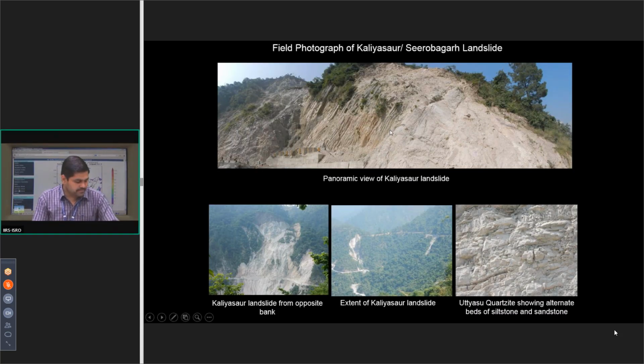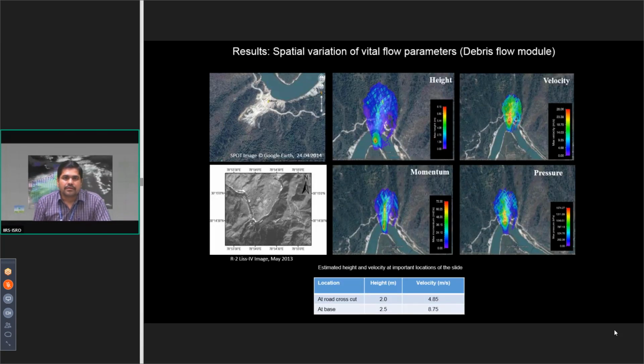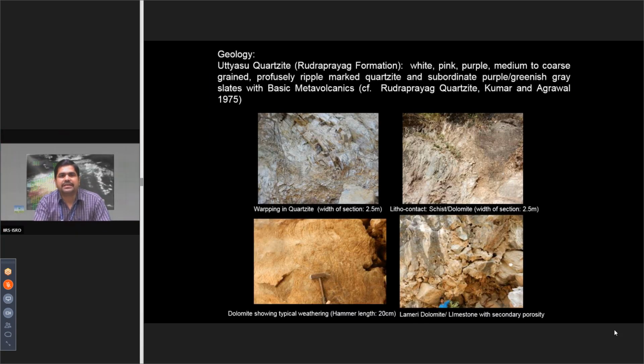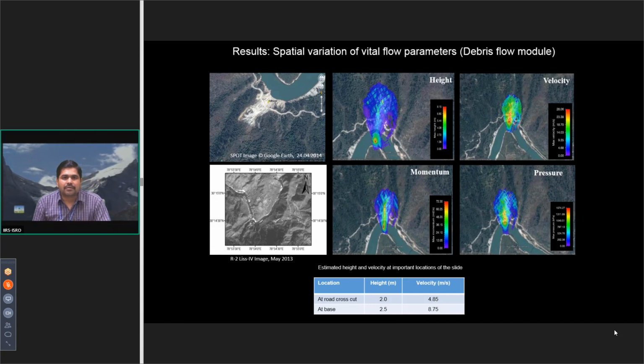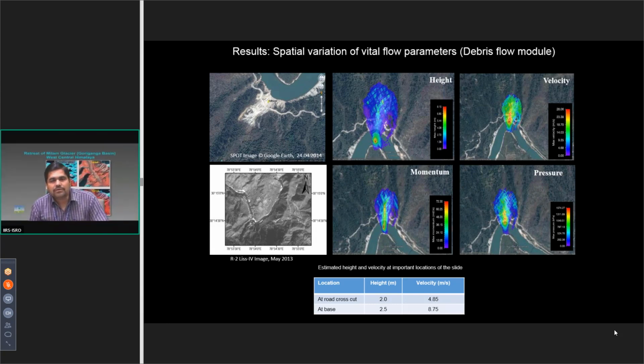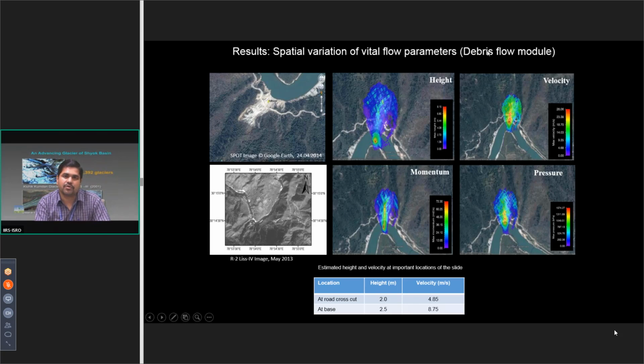This is another example, the Kaliasaur landslide, close to Srinagar in Garhwal Himalaya. Geologically, it is mainly quartzite, with different varieties of quartzite along with some schist bands. We tried to model it using the debris flow module and another, the rock fall module. This is my rock fall module, and the previous one was the debris flow module.